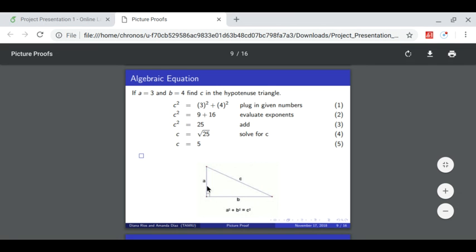C squared is going to equal A squared plus B squared, which is 3 squared plus 4 squared. We evaluate the exponents, we're going to have 9 plus 16 equals C squared. Once we add them, C squared is going to equal 25, and to find side C, we're going to cancel the square by getting the square root of 25, and this will equal C equal to 5. Therefore, we have side A equal to 3, side B equal to 4, and side C equal to 5.